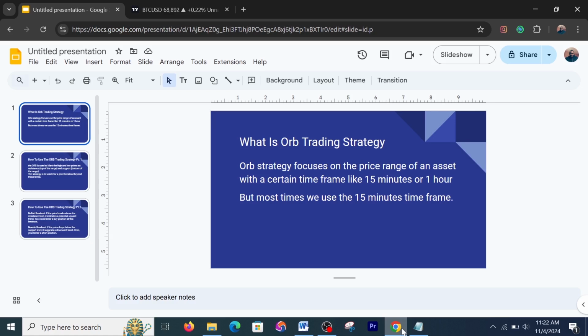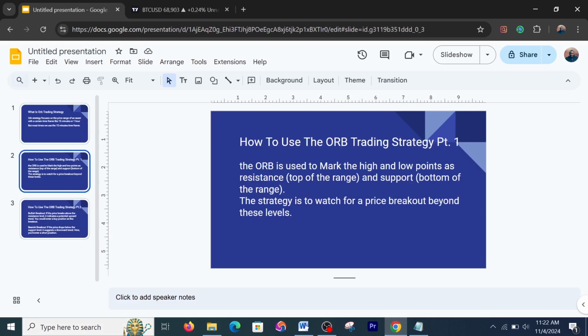First, what is the ORB trading strategy? The ORB strategy focuses on the price range of an asset within a certain time frame like 15 minutes or 1 hour. But most times we use the 15 minutes time frame because it's a short-term strategy that can help you get in and out of a trade fairly quickly. So I will show you exactly how it works, how you use the ORB trading strategy.